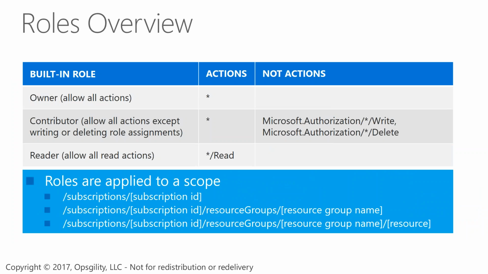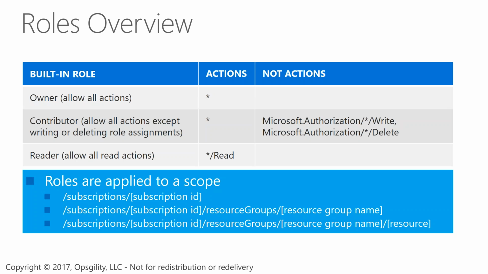So we've been talking about role-based access control. The three built-in roles are owner, contributor, and reader. Owner, as you might imagine, has full control. An owner can not only add, delete, and change resources within where that role is scoped, but they can also change permissions. In other words, they can add additional users to have rights at that same scope.